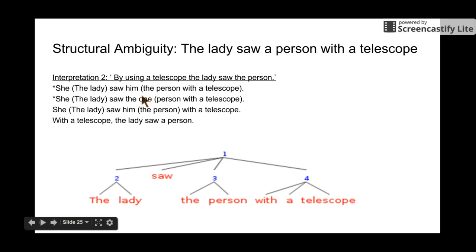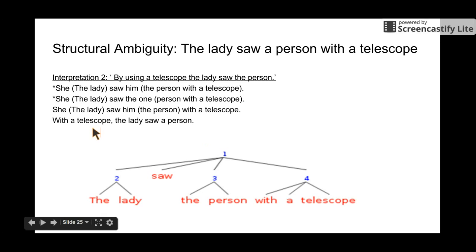And this is the case. For example, if we use him to replace the person with a telescope, then this is not true. The lady saw him. We cannot get this interpretation. By using a telescope, the lady saw the person, right? And we can use the one to replace the whole string as well.